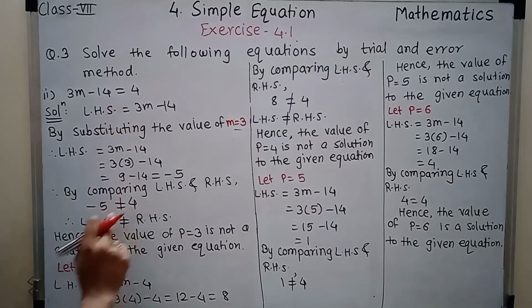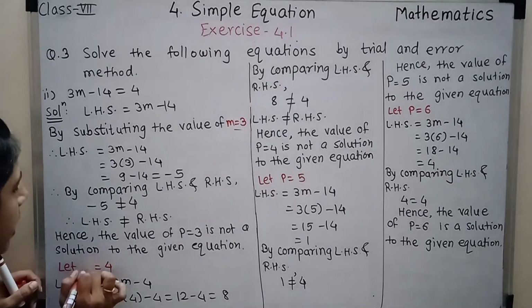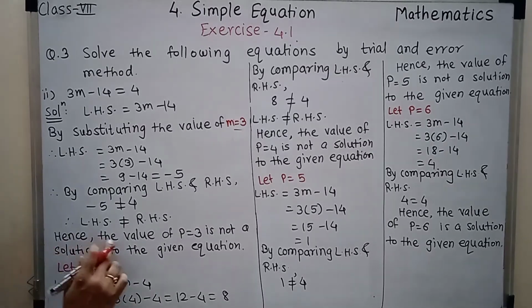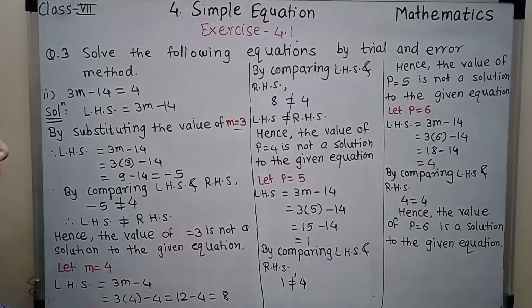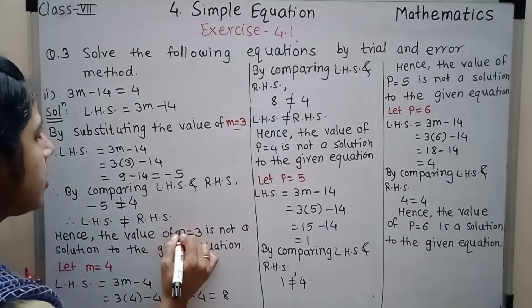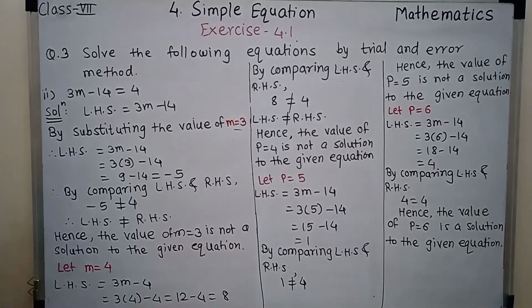RHS is what, 4. So LHS is not equal to RHS. यहाँ पे LHS equal to RHS आ रहा है क्या? नहीं. And hence the value of m equal to 3 is not a solution to the given equation. Okay. Now continuing with the next.